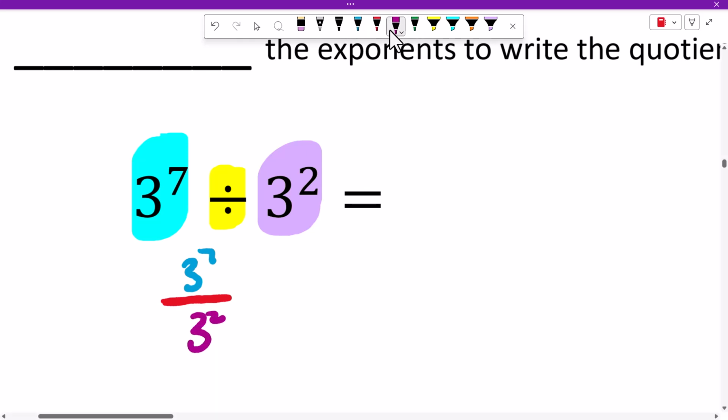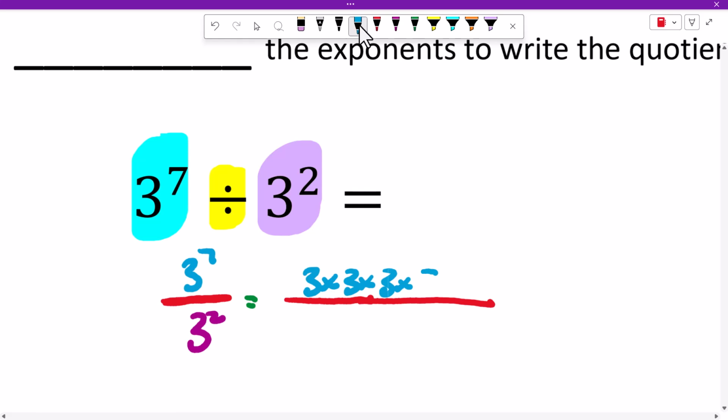Okay? And so what does this equal? Well, on the top, it means we have 7 3's. That's what the power as a repeated multiplication looks like. So I'm going to draw out 7 3's. 1, 2, 3, 4, 5, 6, 7. And on the bottom, we got 2 3's.